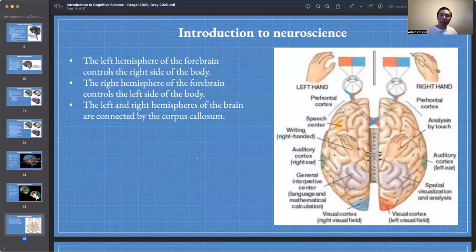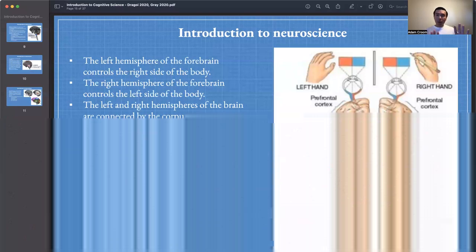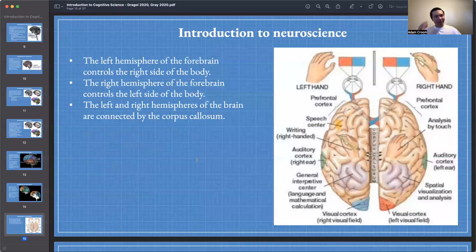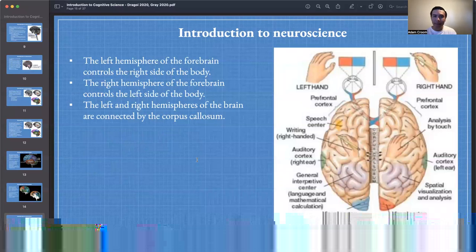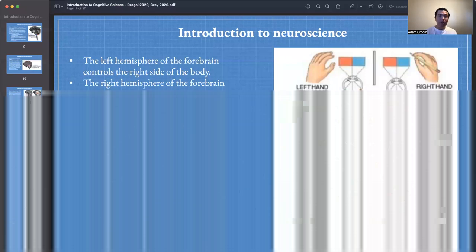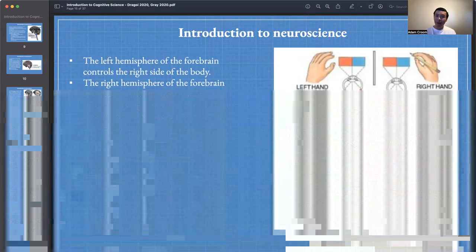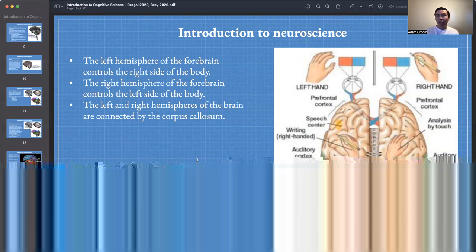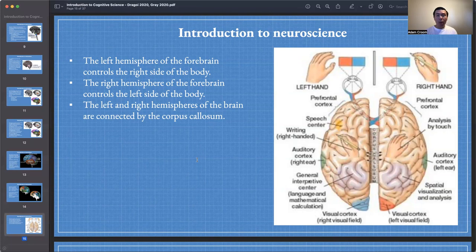All right, so we've been talking a bit about brain components and brain functions. Here, I want to step back and also point out the contralateral nature of brain and behavior. I think this is really cool and fascinating. So the left hemisphere of the forebrain controls the right side of the body, and the right hemisphere of the forebrain controls the left side of the body. So the left and right hemispheres of the brain control opposite sides of the body and are connected via the corpus callosum, this fiber tract here in the middle, okay?